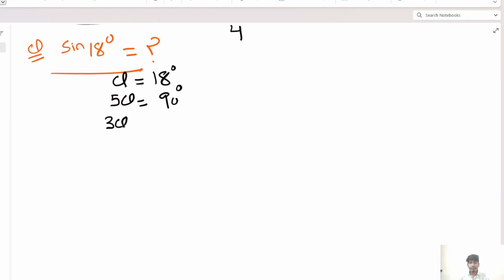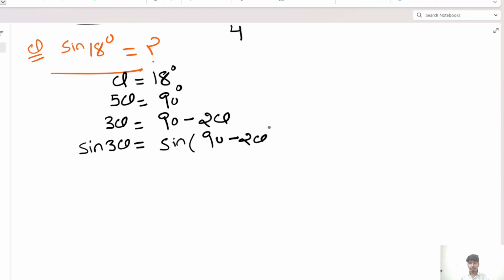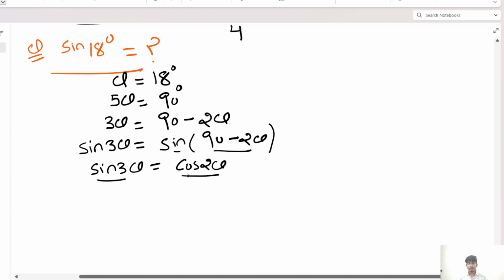Then 3 theta is 90 minus 2 theta. Can we write that? Yes. Then apply the sine function here, sine 3 theta, and here sine of 90 minus 2 theta. What is sine of 90 minus 2 theta? This is cos 2 theta. So now we apply the sine 3 theta and cos 2 theta formulas.